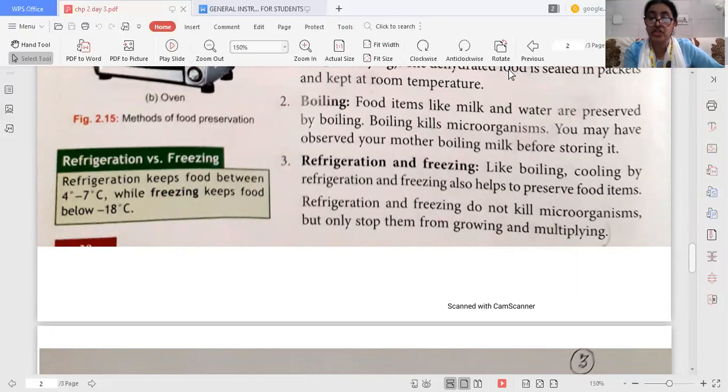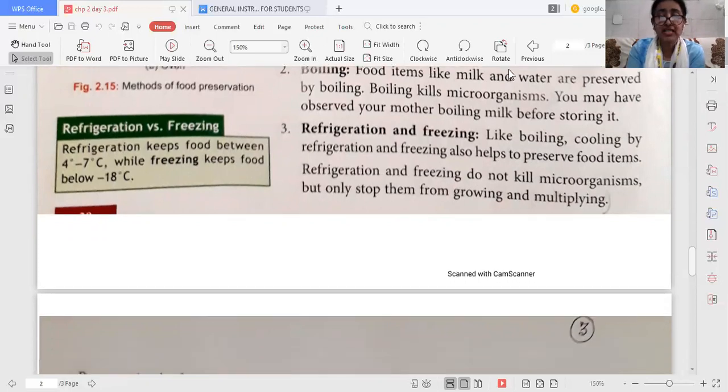And in refrigeration and freezing, what happened? The food is kept in very low temperature, and here microbes do not get killed there, but the growing and multiplication of microbes will stop. Refrigeration and freezing do not kill microorganisms or microbes, they only stop their growing and multiplying.